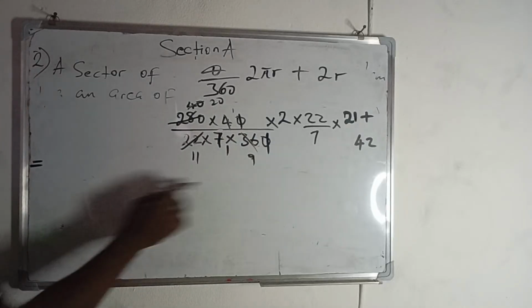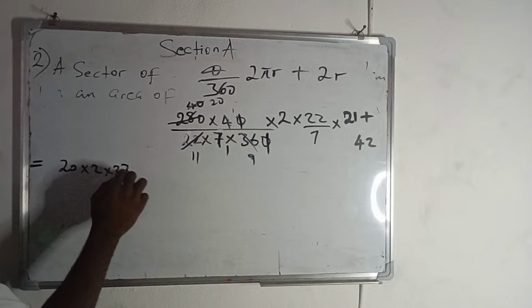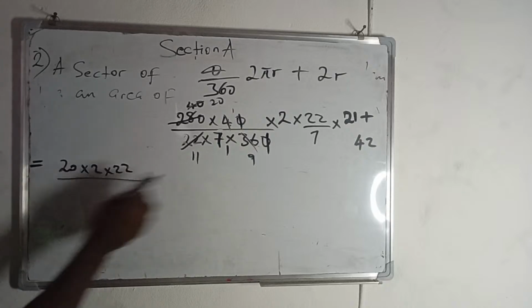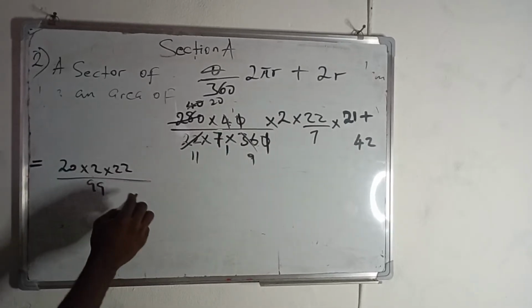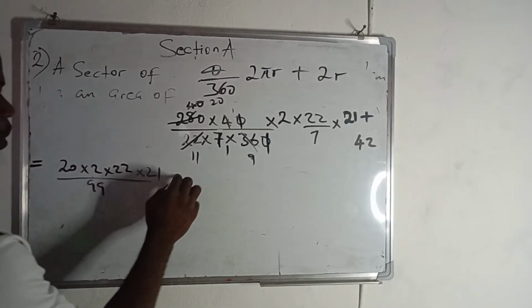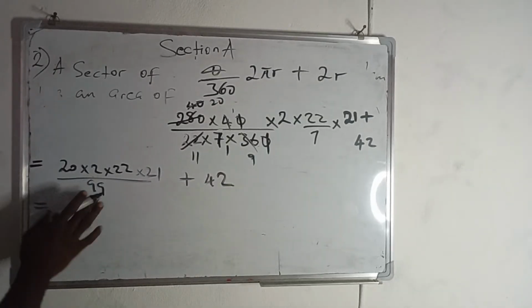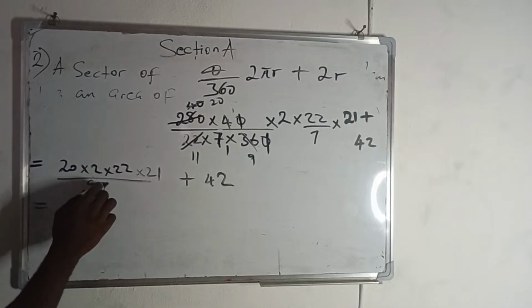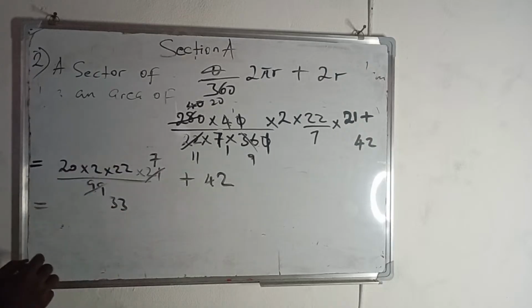Now, you notice that we're going to have 20 times 2 times 22, all divided by 11 times 9, which gives us 99. Then we still have 20 times 21 over there plus 42. Of course, you know that we can use 3 here. 3 can reduce this to 33, and 3 here will give us 7. So we can easily and quickly press this in a calculator without wasting too much time.